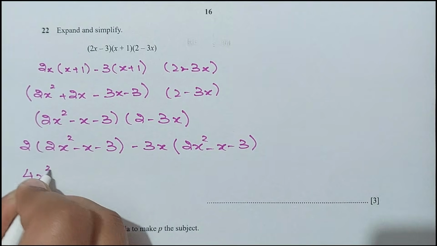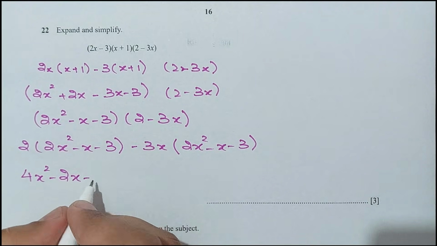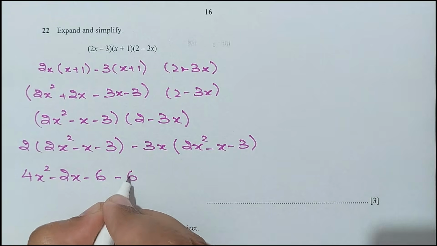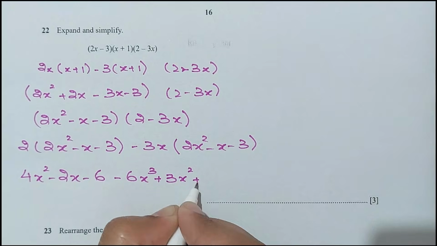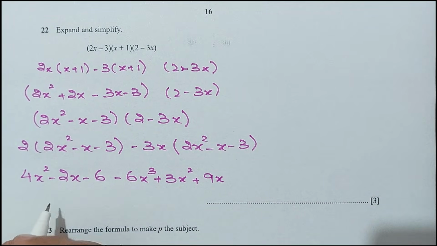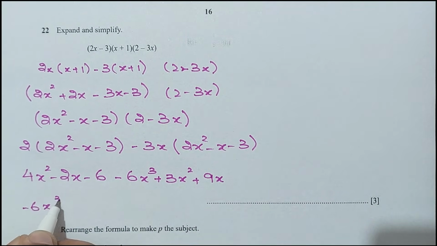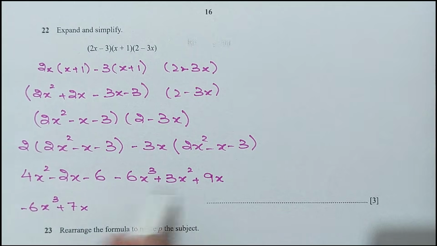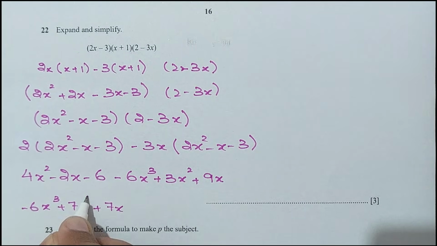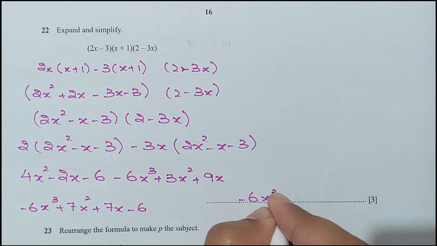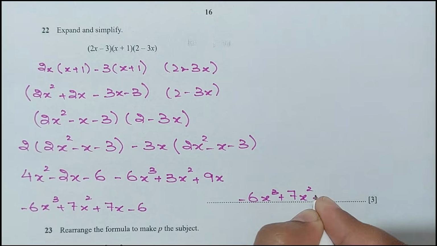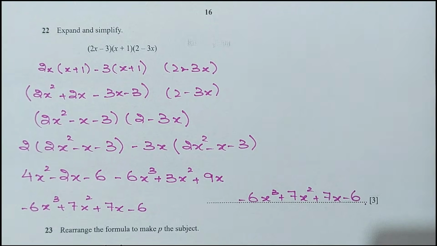2 times 2 is 4x squared, minus 2x, minus 2 times 3 is 6, minus 3 times 2 is 6x cubed, plus 3x squared, plus 9x. Okay, the simplified form is minus 6x cubed, 4 and 3 would be 7x squared. The x term is just 9 take away 2, which is plus 7x, and the constant is minus 6. So minus 6x cubed plus 7x squared plus 7x minus 6.